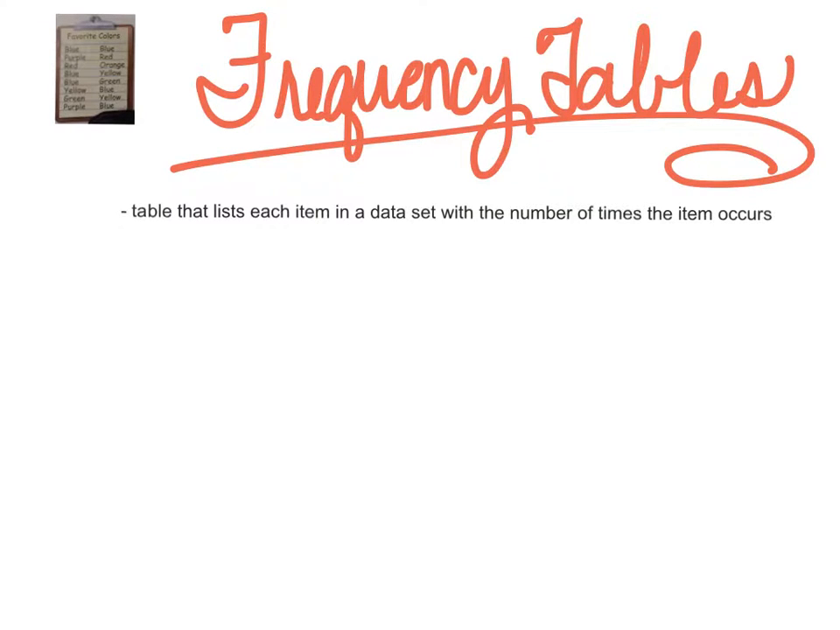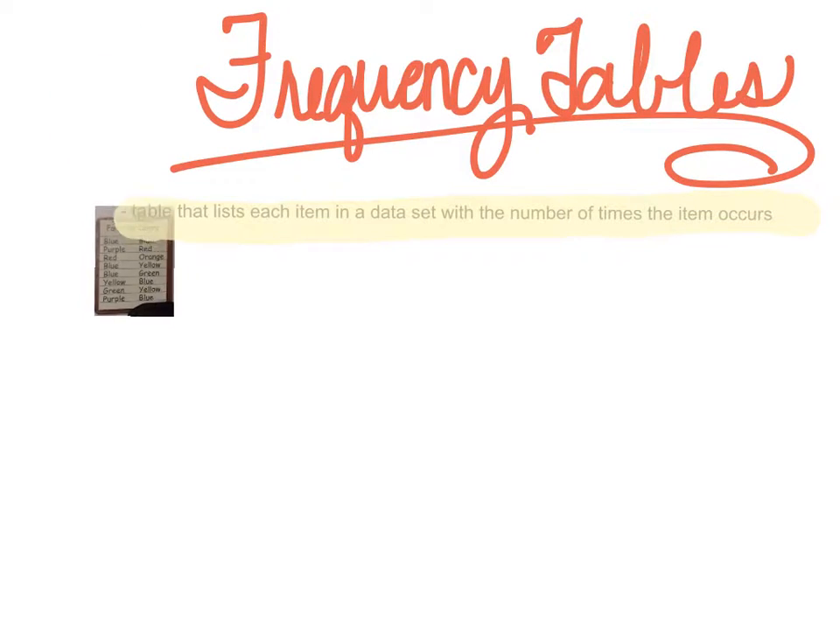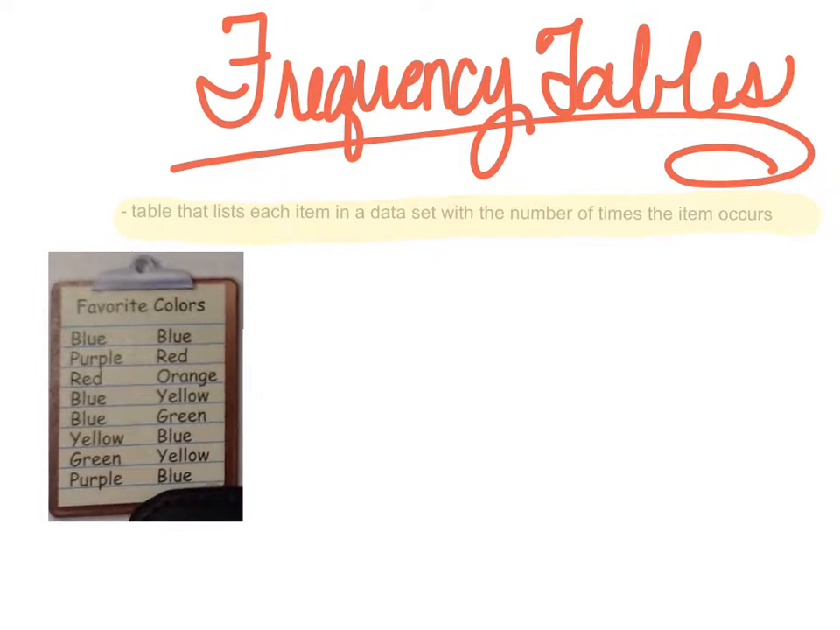Alright, today we're going to be talking about frequency tables. And a frequency table is a table that lists each item in a data set with the number of times the item occurs. The reason we use frequency tables is because it's much easier when you're reading data to read it in a table or a graph than it is to read it in a list. So let's take this list up here and blow it up.